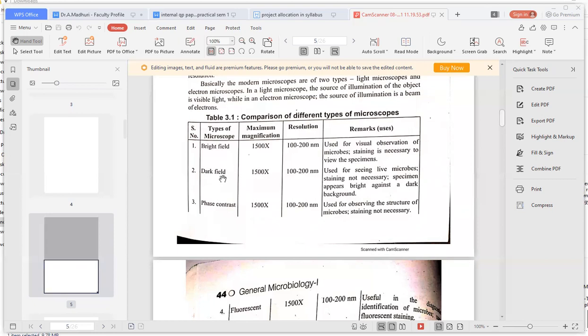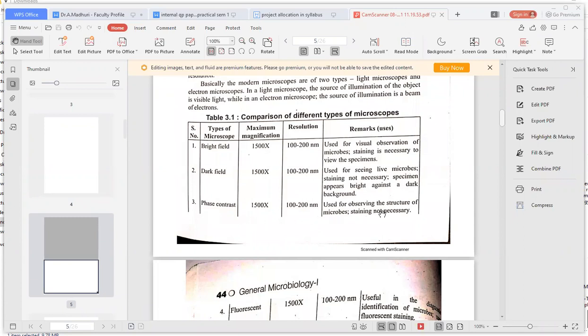It is always dark field microscopy, because here you are not applying any stain. Whenever you apply any stain to the specimen, it means you are killing that specimen. You are killing that bacteria, that microorganism, if you are staining, right? So in dark field, you are not staining, you are seeing the specimen as such, and you can see live microorganisms under this microscope. The specimen will appear bright against a dark background.